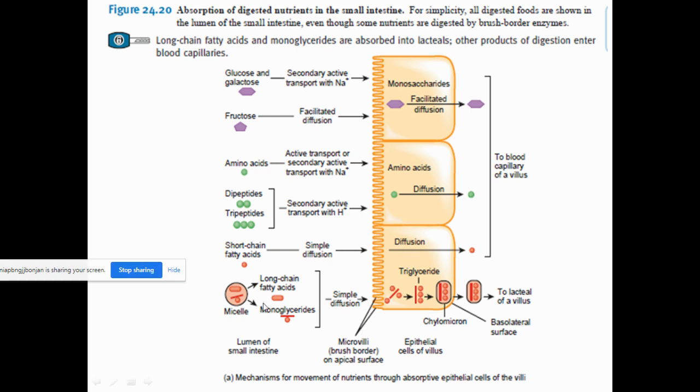Okay. Now, the short chain fatty acids have less than 10 to 12 carbon atoms, so they are more water soluble. Whereas long chain fatty acids have a length of more than 12 carbon atoms. So what happens to the long chain fatty acids as well as the monoglycerides? Monoglycerides are glycerol plus one fatty acid.